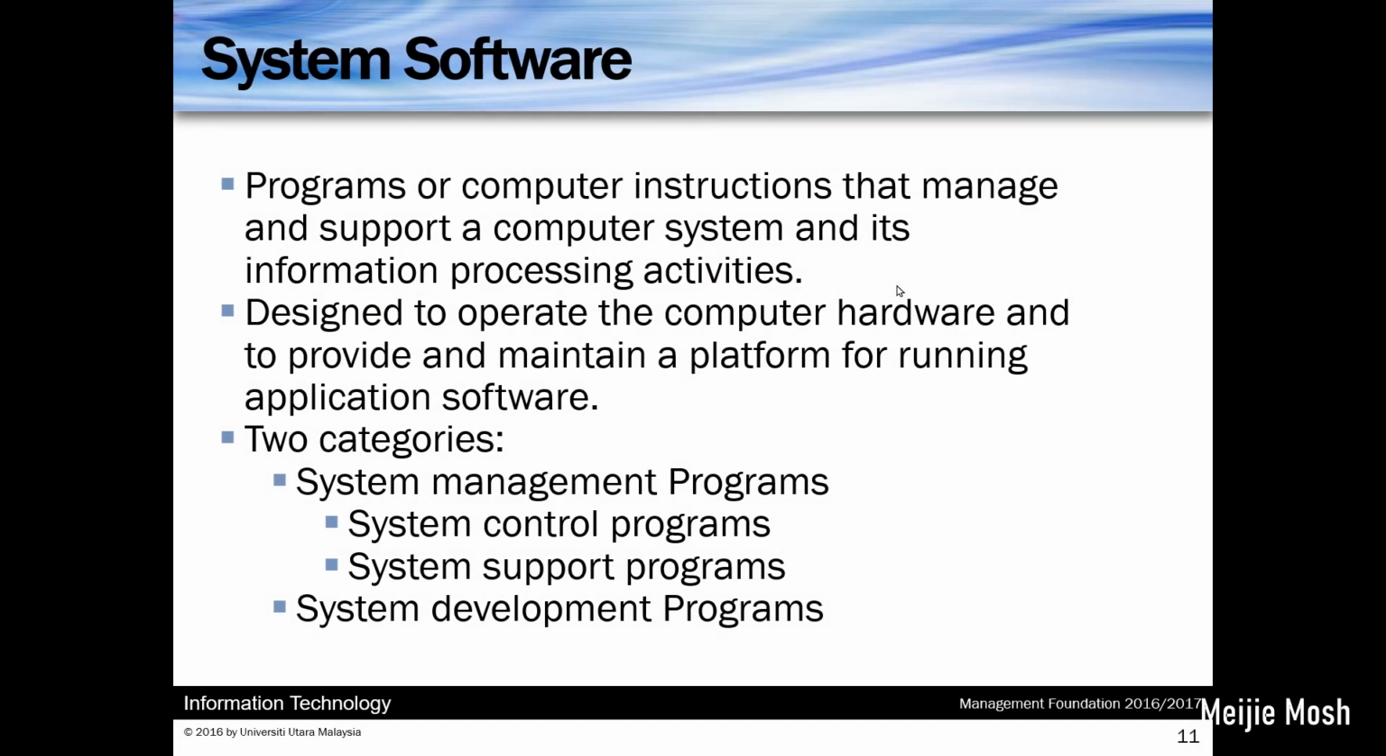System software are programs or computer instructions that manage and support a computer system and its information processing activities. They are designed to operate the computer hardware and to provide and maintain a platform for running application software. There are two categories of system software: system management programs and system development programs.